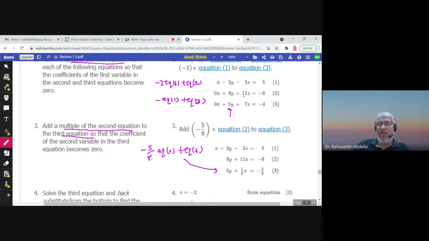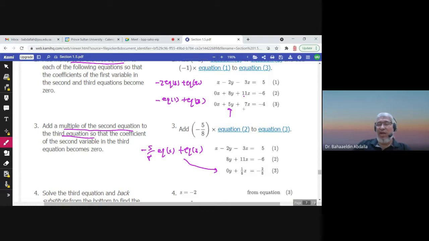Use your calculator. -5 over 8 times 8 would be -5 plus 5. You will have 0 here. -5 over 8 times 11 plus 7.